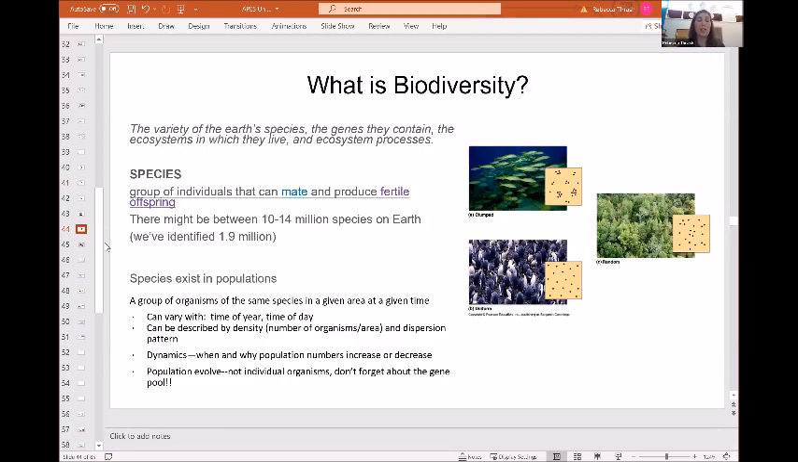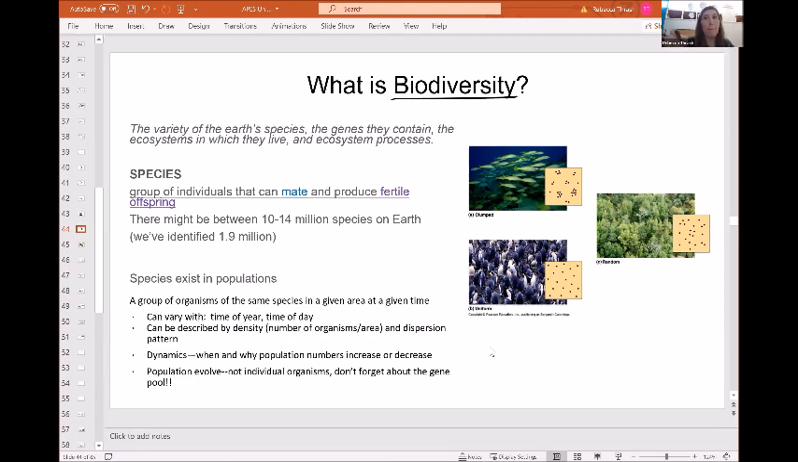All right, so we're shifting away from Unit 1 stuff. We're going to start talking about biodiversity. I'm going to pick up the pace a little bit because I definitely want us to get in everything before you guys are able to have your nice Saturday afternoon. So what is biodiversity? That's the variety of Earth's species or the genes they contain or the ecosystems in which they live, and also ecosystem processes.